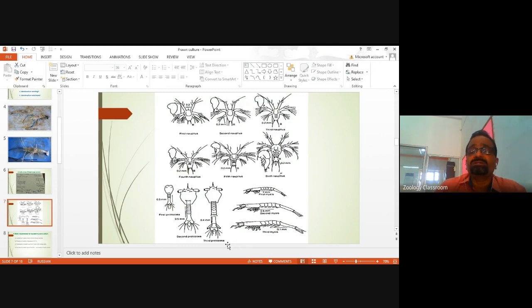Then it passes through the stage called mysis. First mysis, second mysis, and this is the third mysis stage, or what we refer to as a post-larval stage. I hope you performed this practical last time in fisheries, where we had a practical on mounting of zooplanktons, and we mounted different types of zooplanktons. Among these, mysis was one of the zooplanktons that we observed under microscopes.